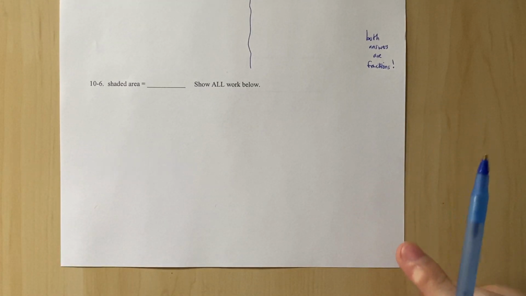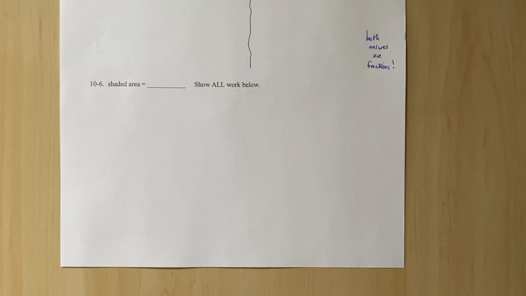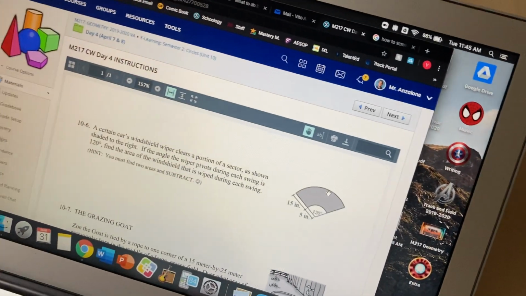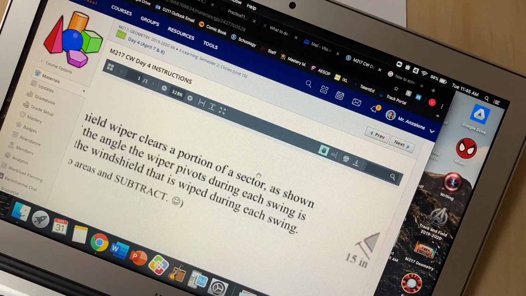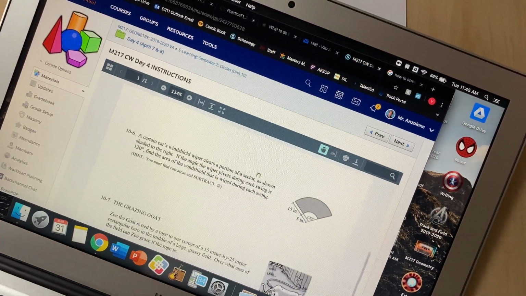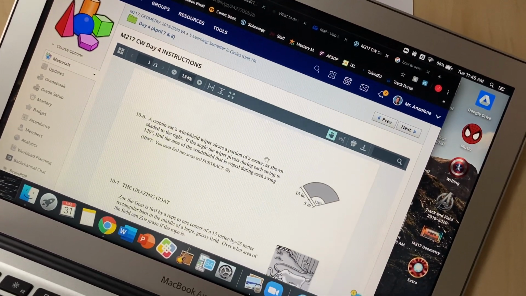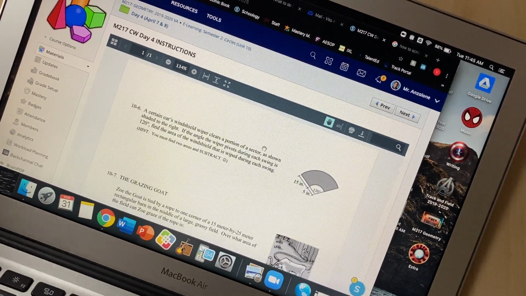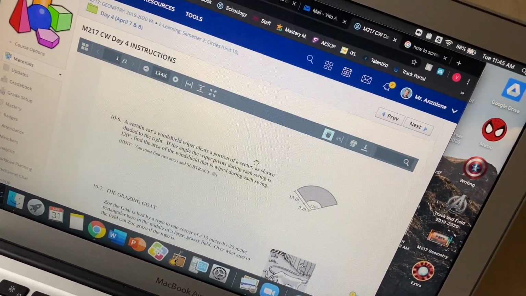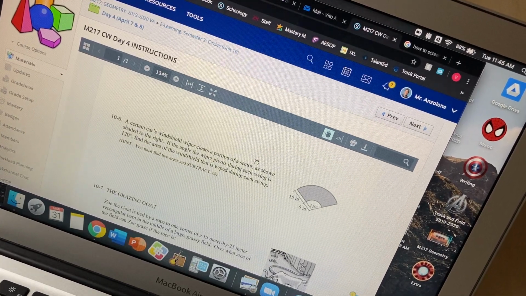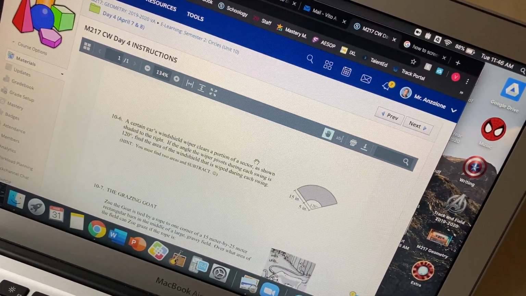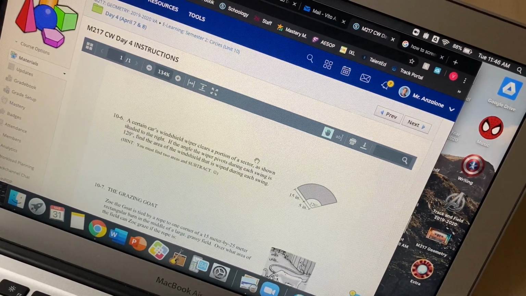All right, 10.6. So for 10.6, let's read what it says because it doesn't really say much. Let's read this because this is my boo-boo way of showing you. A certain car's windshield wiper clears a portion of a sector.